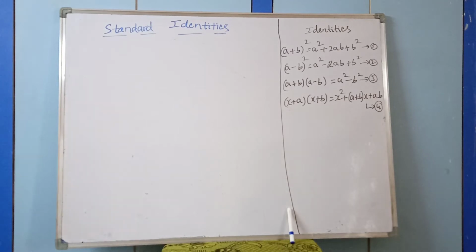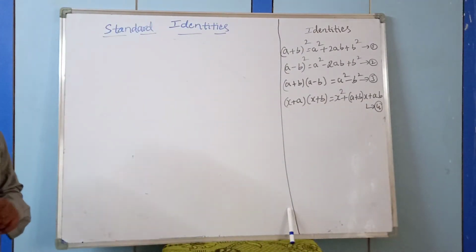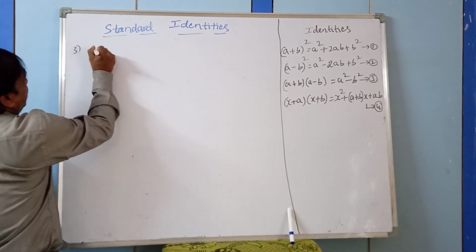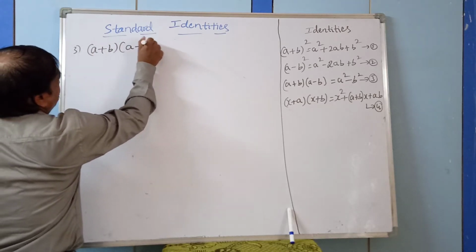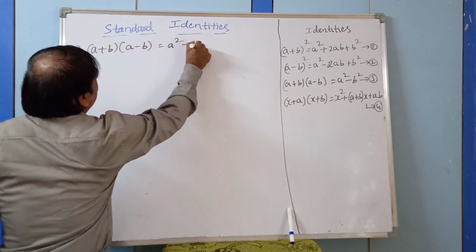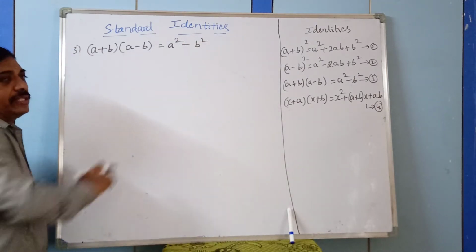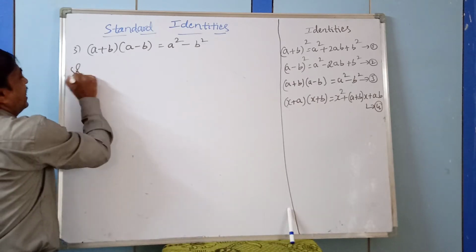Now we see the third identity, that is (a plus b) into (a minus b) is equal to a square minus b square. Third identity, check it. So binomial into binomial, the result is what? A square minus b square. So I am taking the LHS part.